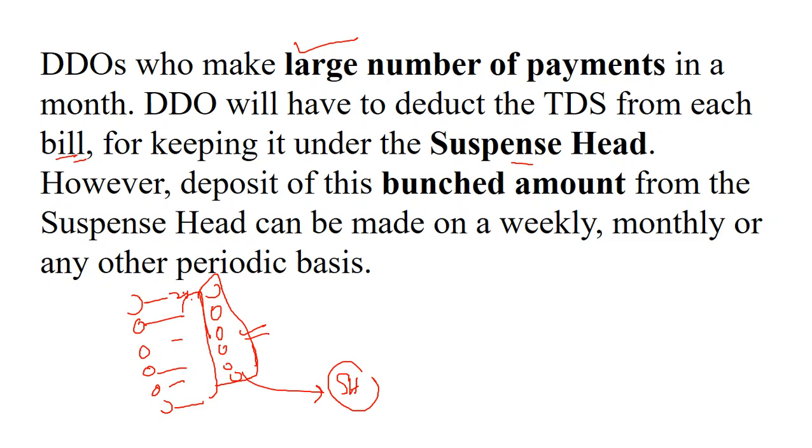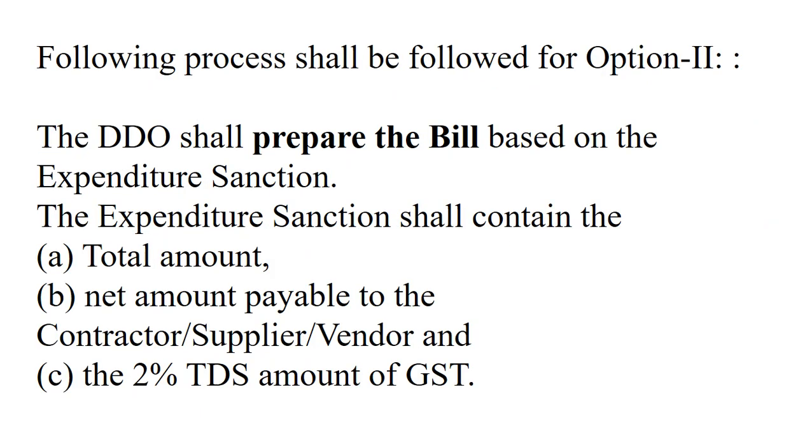And after this, he will deposit the bunched amount from the suspense head on a weekly, monthly or periodic basis, and he will pay this to the government through whatever the mode is. So in option 2, the DDOs who are making a large number of payments will deduct the TDS from the bills and keep the TDS in the suspense head, and later on they will bunch this amount together, take it out from the suspense head and deposit it with the government on a weekly, monthly or other periodic basis.